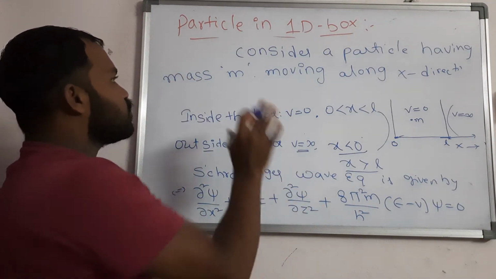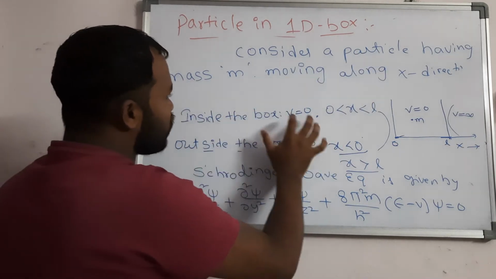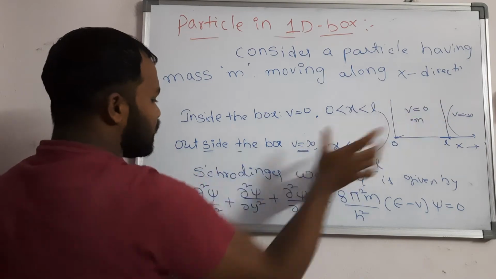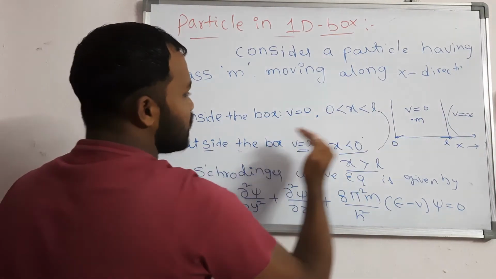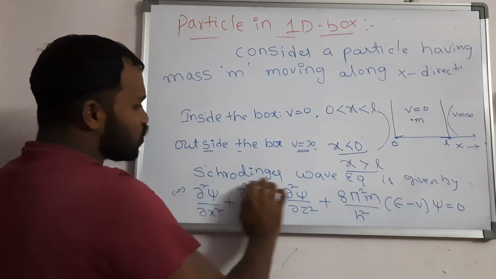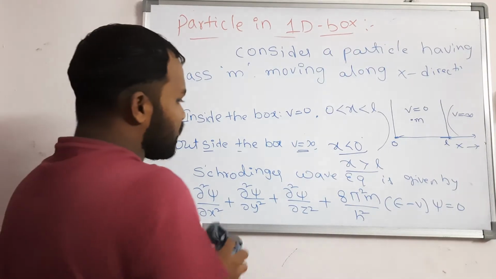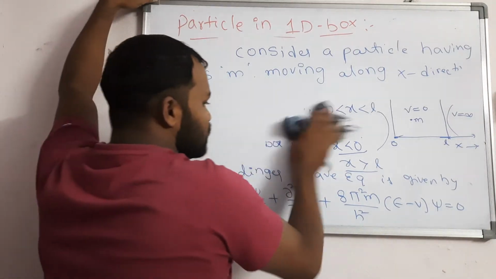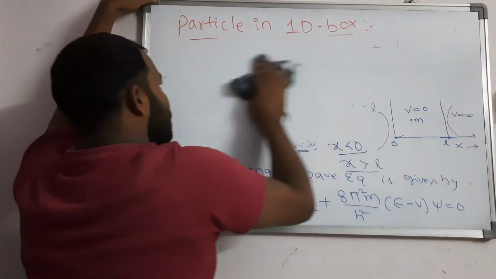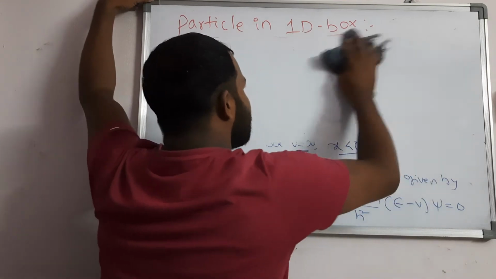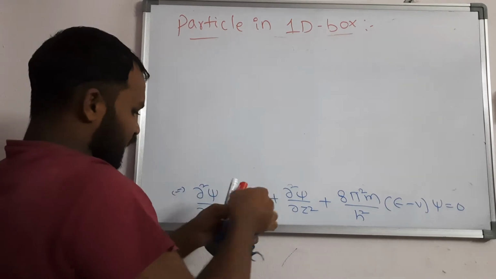So first, you just write: consider a particle of mass m moving along the x direction. Inside the box, that is 0 less than x less than L. Outside the box, V is equal to infinity, that is x less than 0 and x greater than L. The Schrodinger wave equation is given by this equation, you should write it. In the next step I am considering case 1. Case 1 means I take outside the box as one case and inside the box as another case. So you should write case 1.